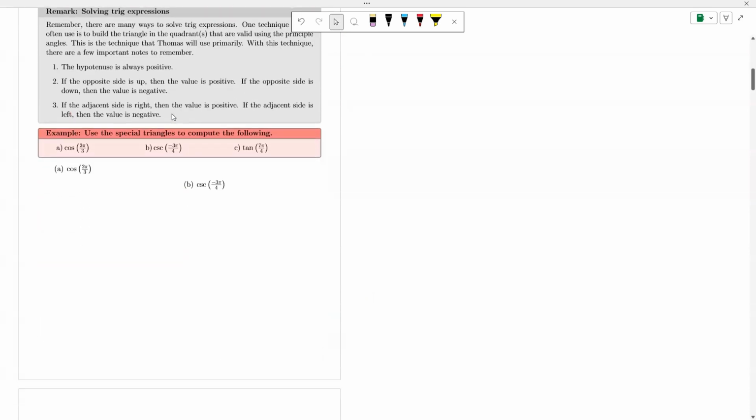Now, when we solve our trig expressions, just a little reminder that the hypotenuse is always going to be positive. The opposite side going up is a positive value, and the opposite side going down is a negative value. The adjacent side going right is positive. If the adjacent side is left, it's negative. So if I draw my chart here, when I create my triangle, no matter where it is, the hypotenuse will always be a positive line. But this here would be negative because it's pointing down, and this would be positive because it's going to the right.